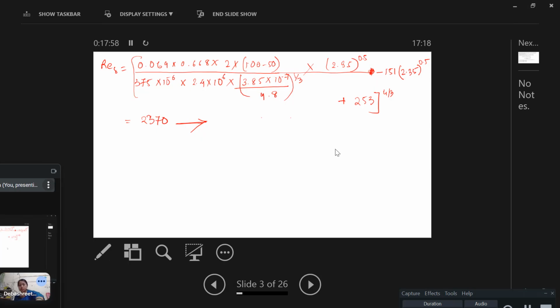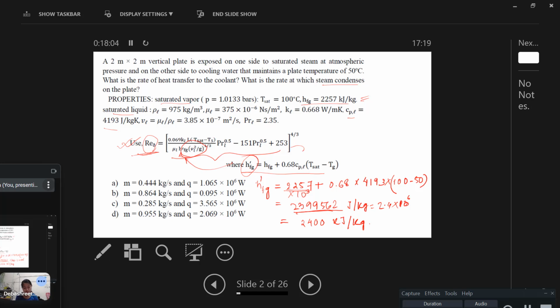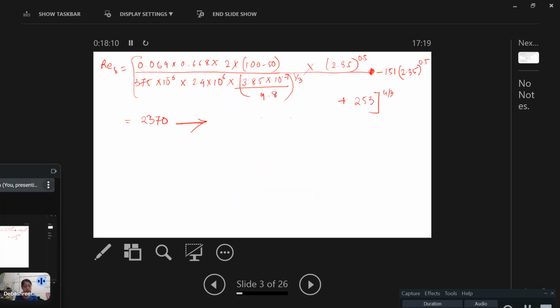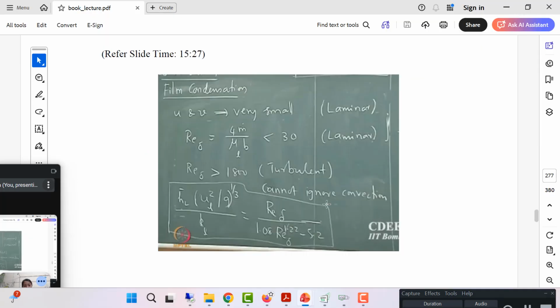So this is turbulent. Then we can now find out the rate at which the steam condenses. Just now we saw the formula of Re from the notes. Re is equal to m dot divided by mu L into B.